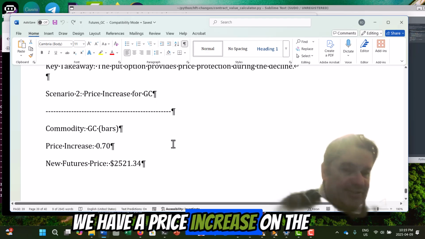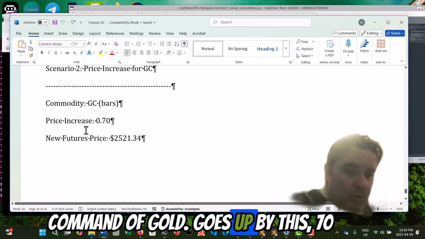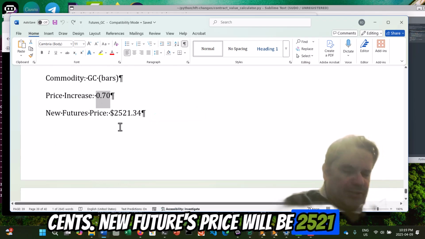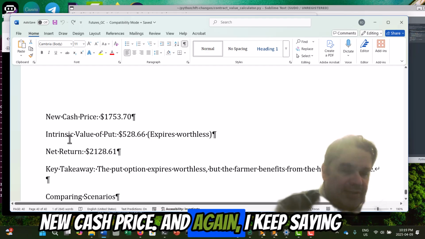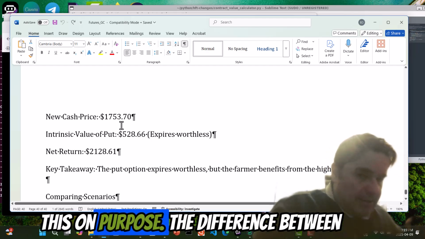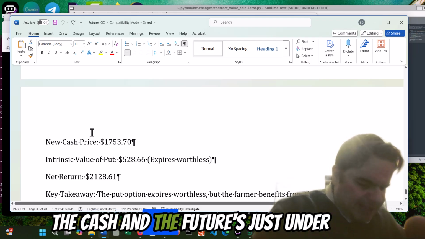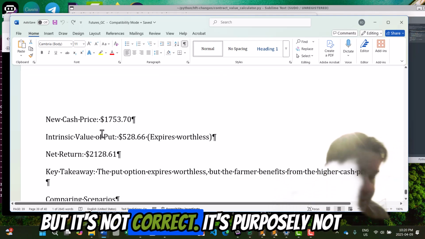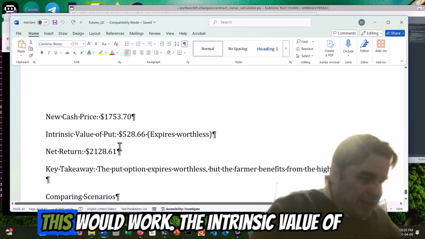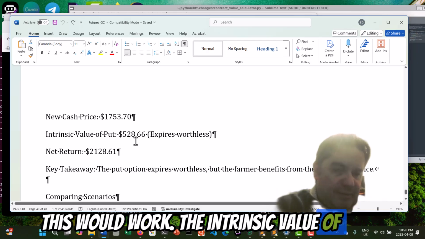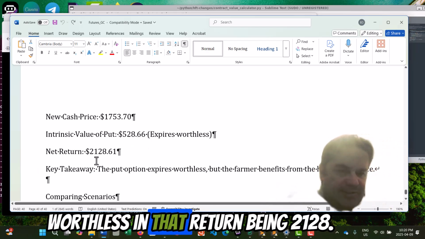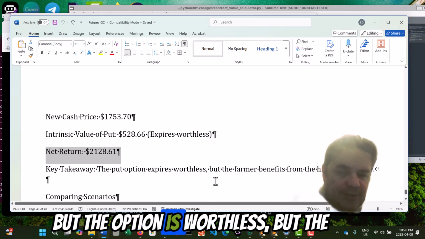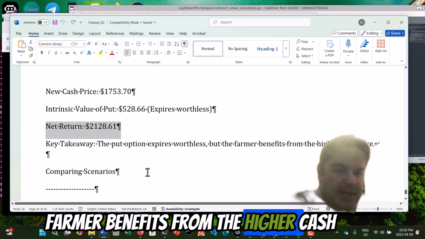Scenario two, if we have a price increase on the commodity of gold, goes up by this 70 cents. New futures price would be 25.21. New cash price. And again, I keep saying this on purpose, the difference between the cash and the futures, just under extreme potential, but it's not correct. It's purposely not correct, just to give you an idea how this would work. The intrinsic value of the put would be this, meaning expiring worthless, net return being 21.28. Put option expires worthless, but the farmer benefits from the higher cash price.